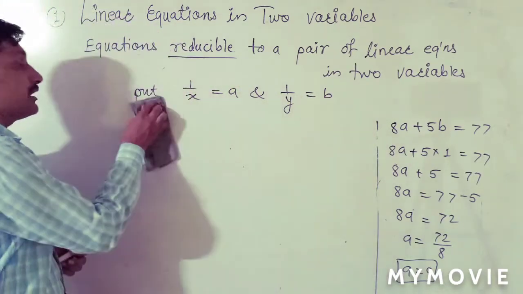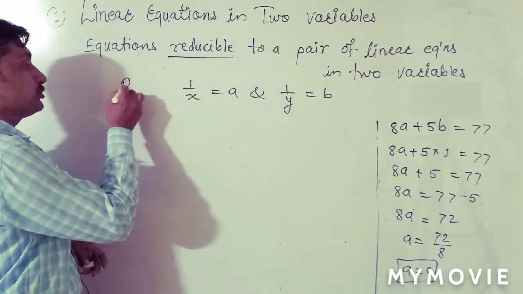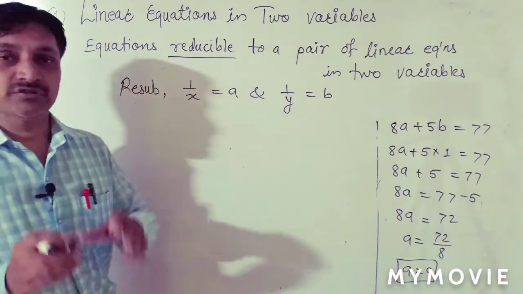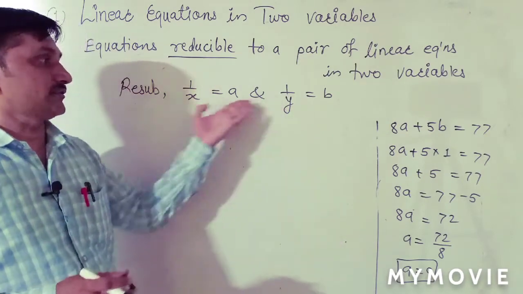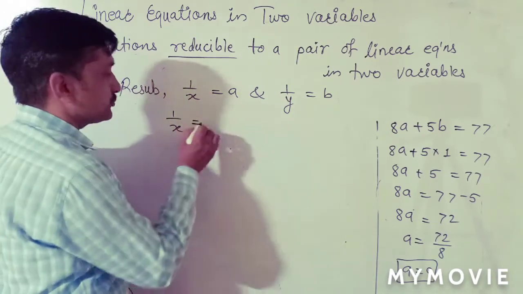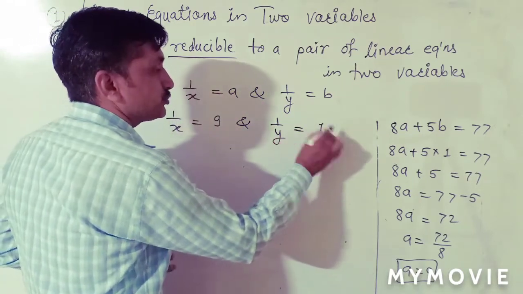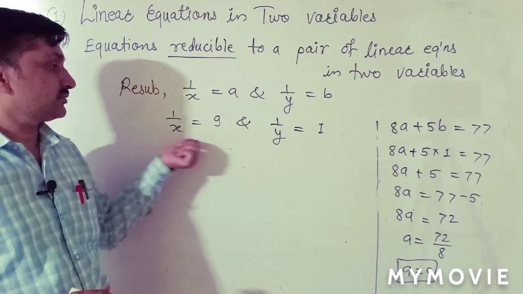Now here we have to resub. Instead of put, you write resub or resubstitute. Resubstitute means again place these values of a and b here. Now 1 upon x is equal to a value, which is 9, and 1 upon y is equal to b value, which is 1. Now see here 1 upon x, here 1 upon y.